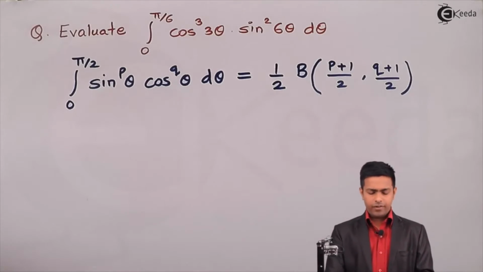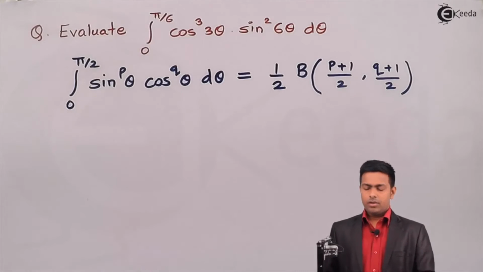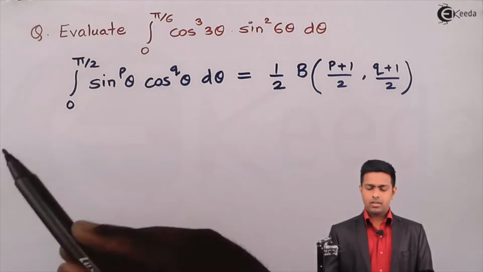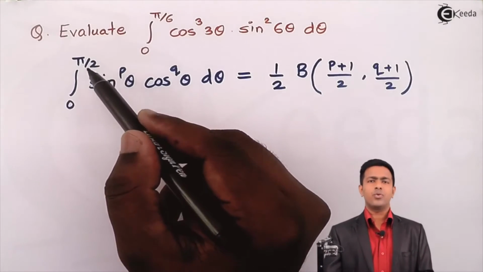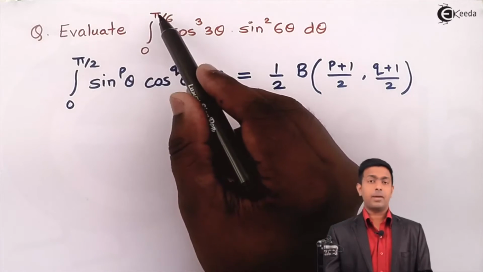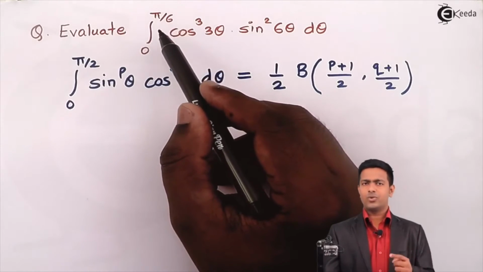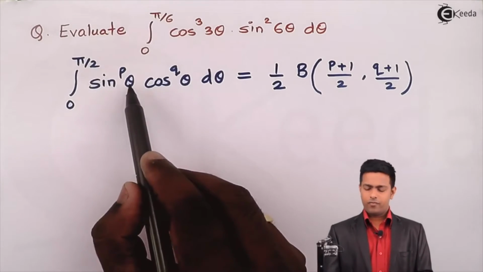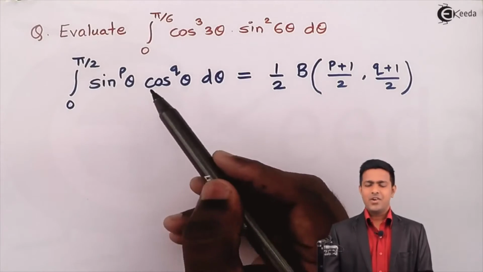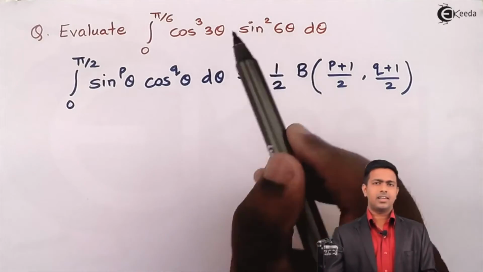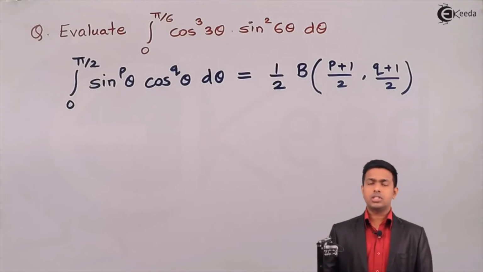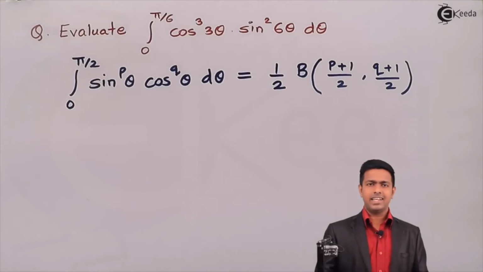Now we will use this definition to solve this numerical. But before starting, guys, just observe a few things. One is we want integration from 0 to pi by 2, whereas here we have from 0 to pi by 6. So first of all, we need to convert that to 0 to pi by 2. The other thing is the angle with sine and cosine is theta, whereas here we have 3 theta and 6 theta. So now we have to do a few adjustments, a few substitutions, such that we get the angle as theta and the limit from 0 to pi by 2.